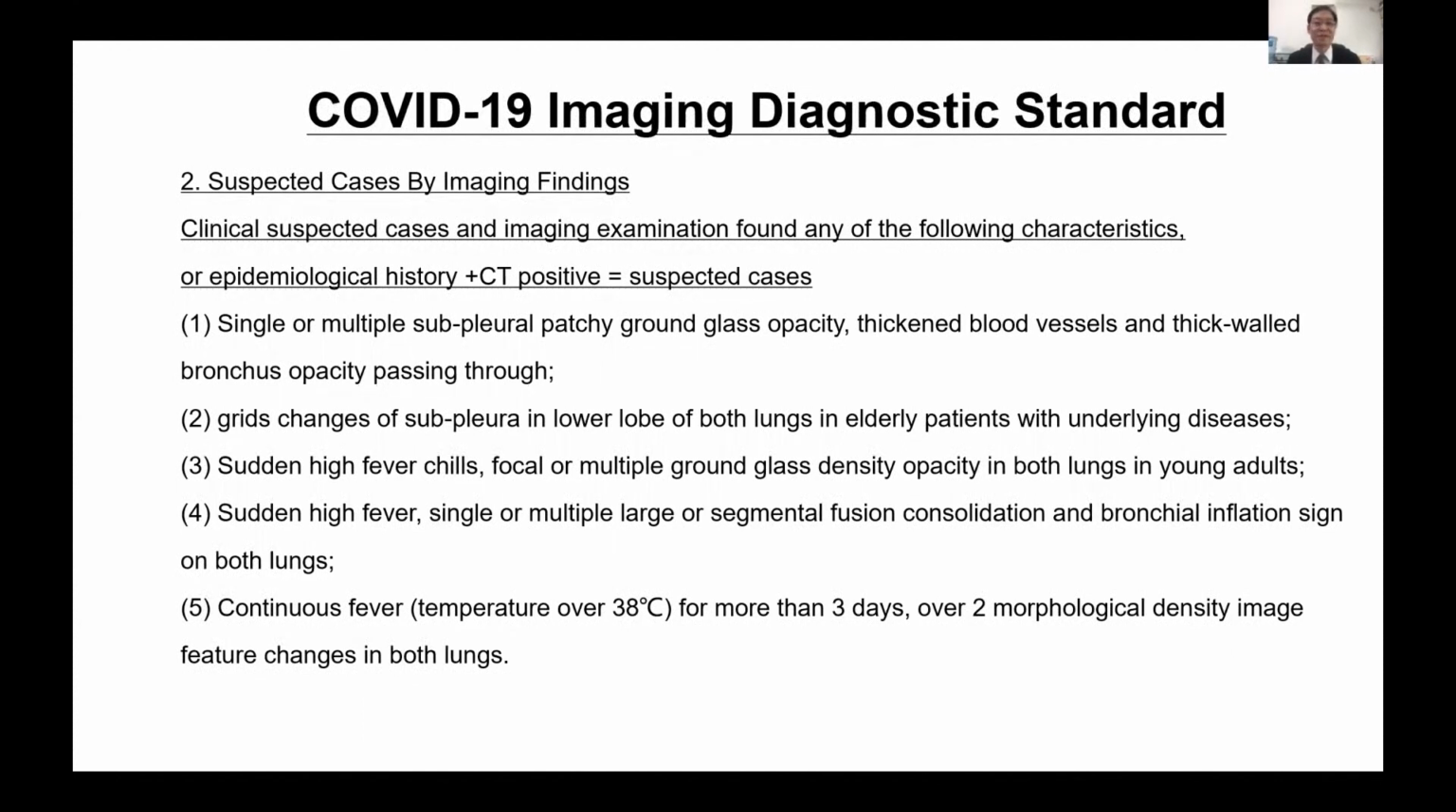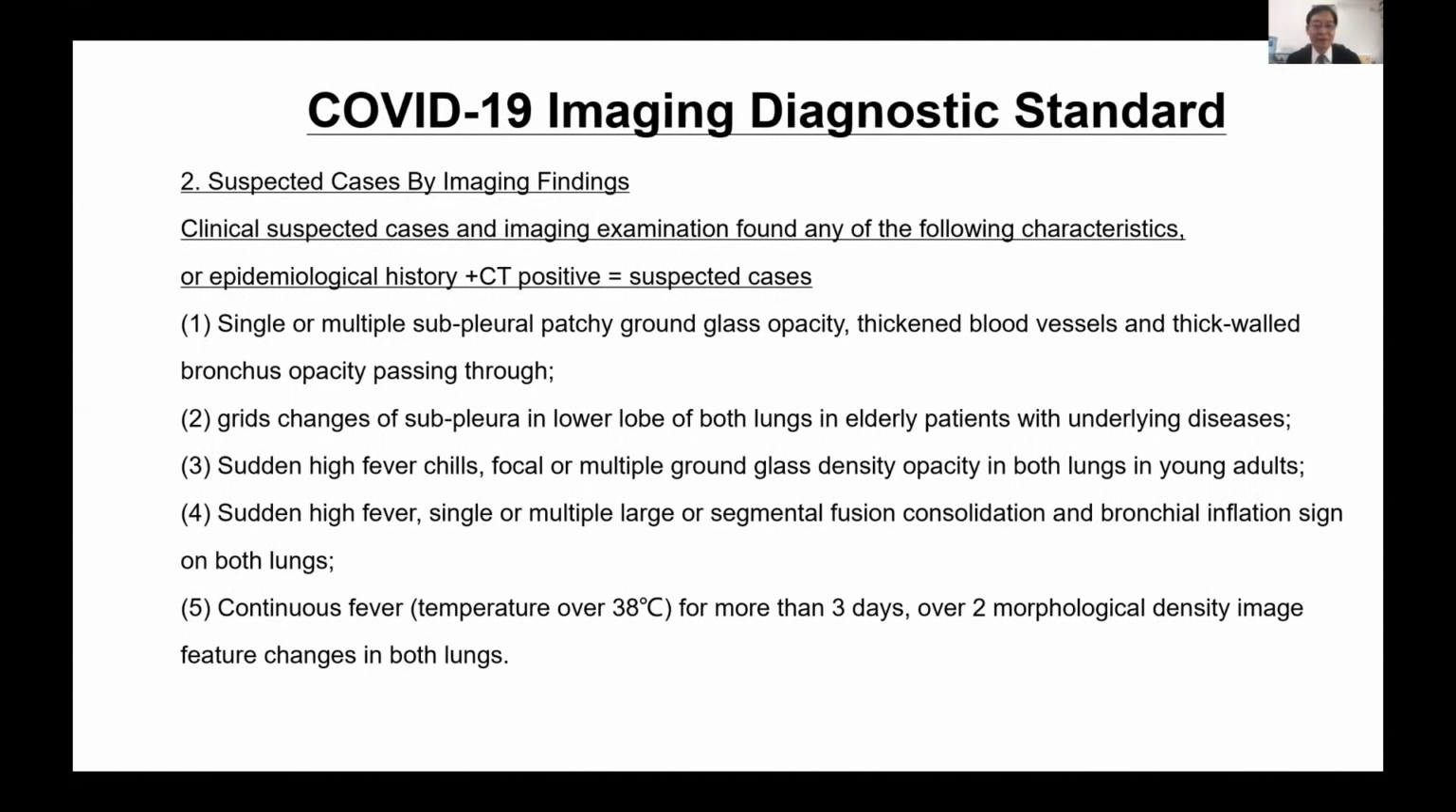Image diagnostic standard of COVID-19. Suspected case by imaging finding: clinically suspected case and imaging examination finds any of the following characteristics or epidemiological history. CT positive equals suspected cases. 1. Single and multiple subpleural patchy ground glass on CT. 2. Blood vessels and thick-walled bronchi on CT passing through.